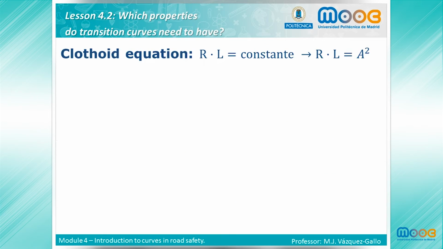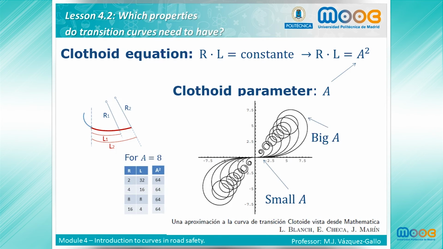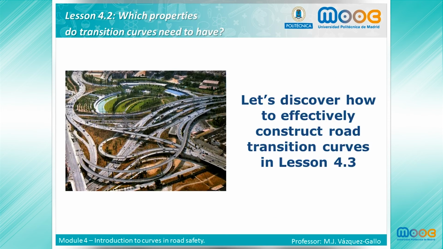Naming the constant present in the equation of a clothoid as A squared, where A is a positive number, we will get one different clothoid for each value of the number A. That is, a whole family of clothoids dependent on the number A. All these clothoids are similar in shape, but their relative size is bigger for big values of the parameter A. Now, we need to discover how to effectively use these clothoids as transition curves to contribute to better road safety. We will do that in Lesson 4.3.